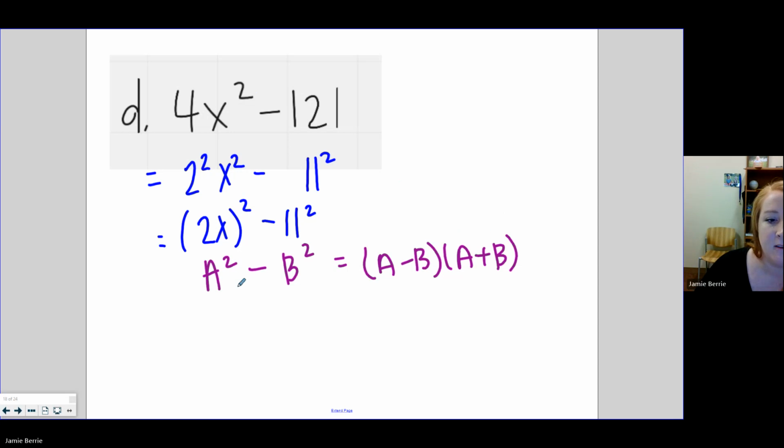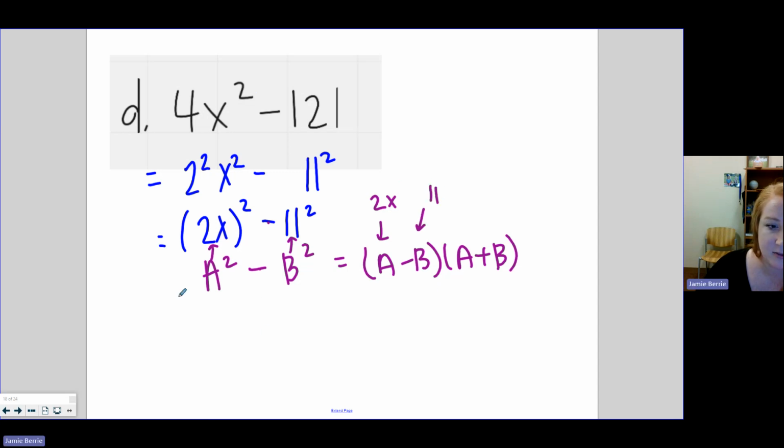All right, so now we're just identifying what we need to plug in for our particular problem. A is going to get replaced by 2x. So A becomes 2x. And what do you think B is going to get replaced by? Should it be negative 11? Should it be negative 11 squared? Then the negative is not part of it. The minus matches with the minus, the B matches with the 11, and the squared matches with the squared. So B is just 11.